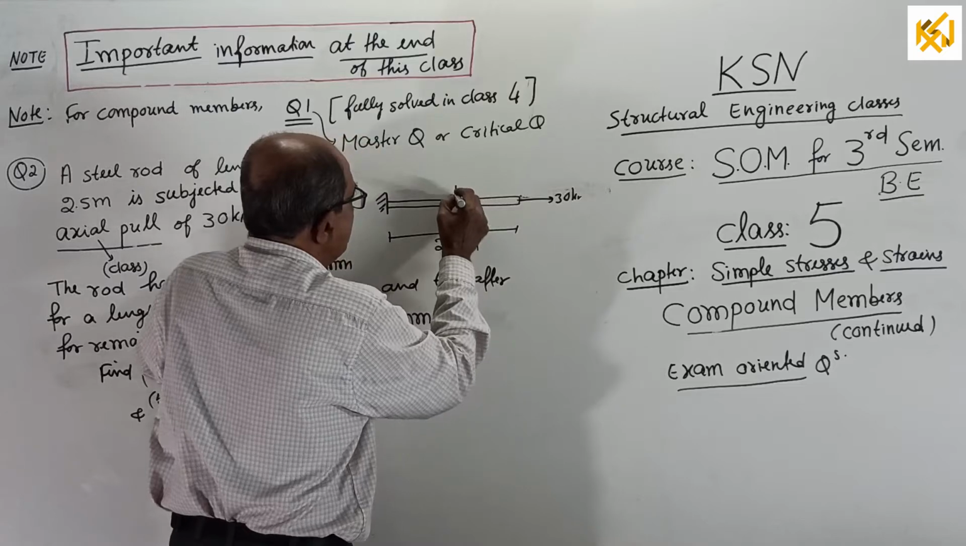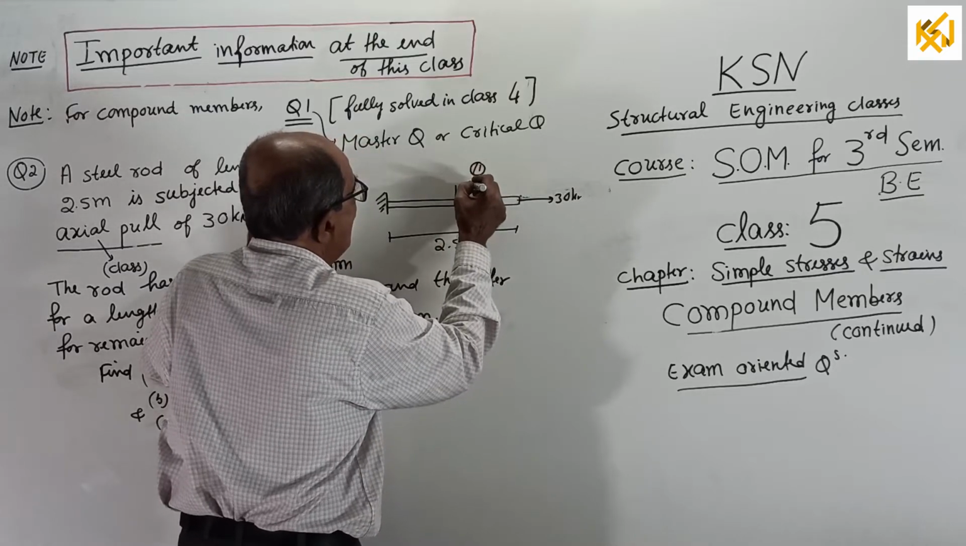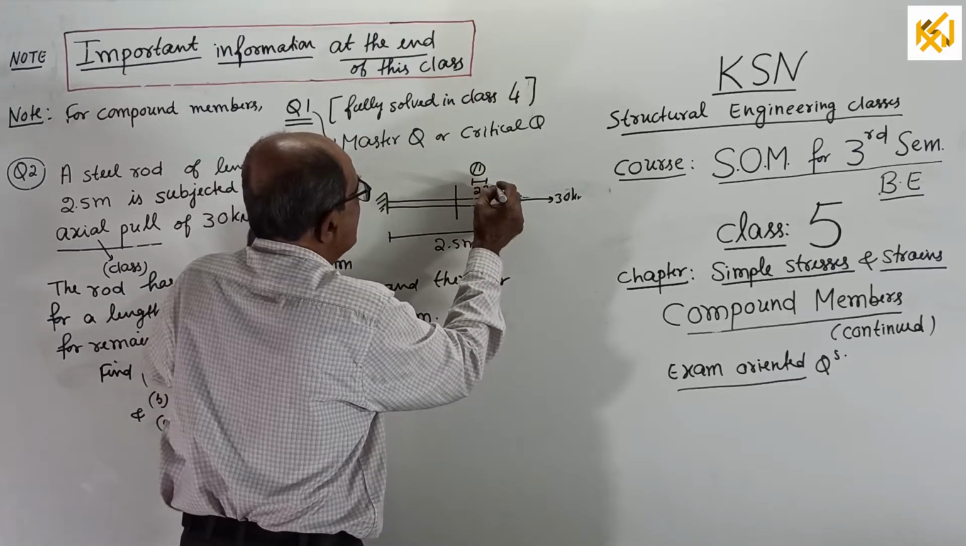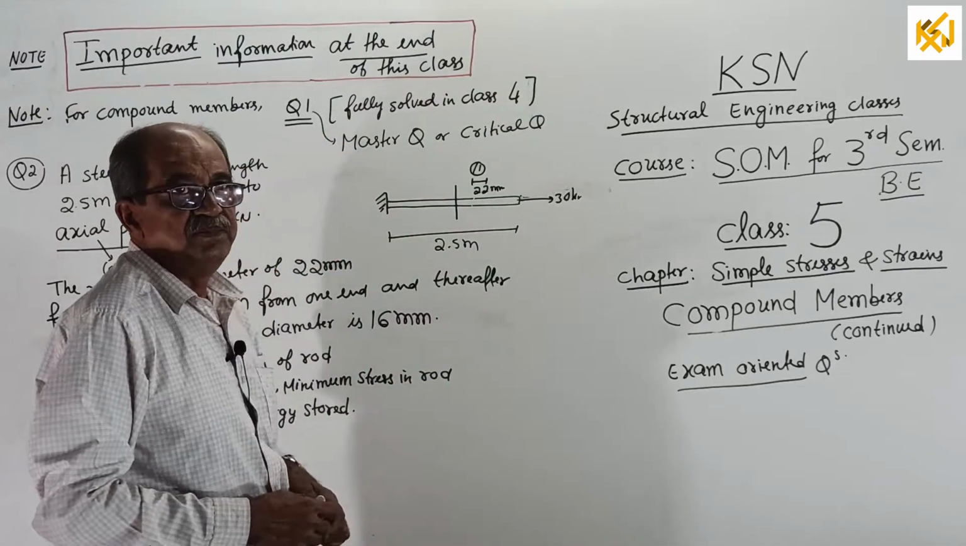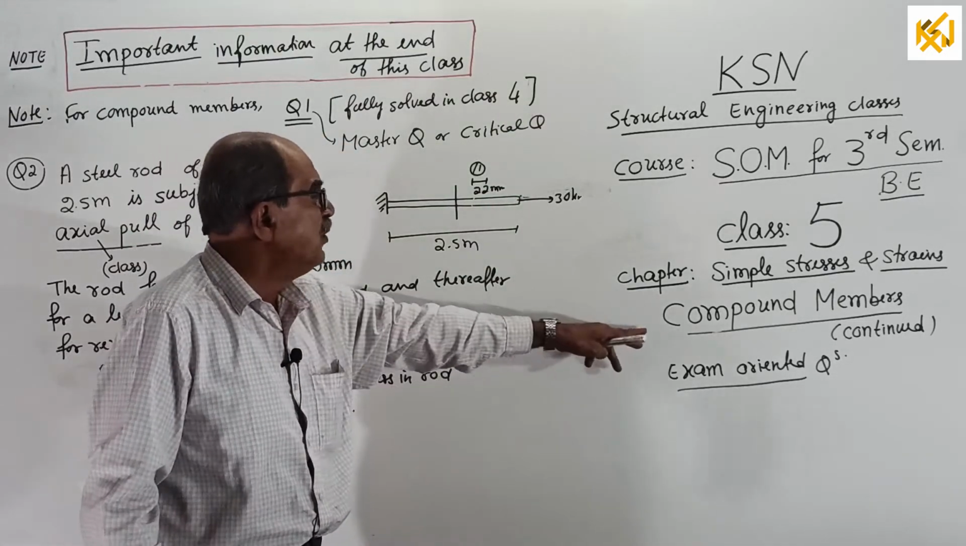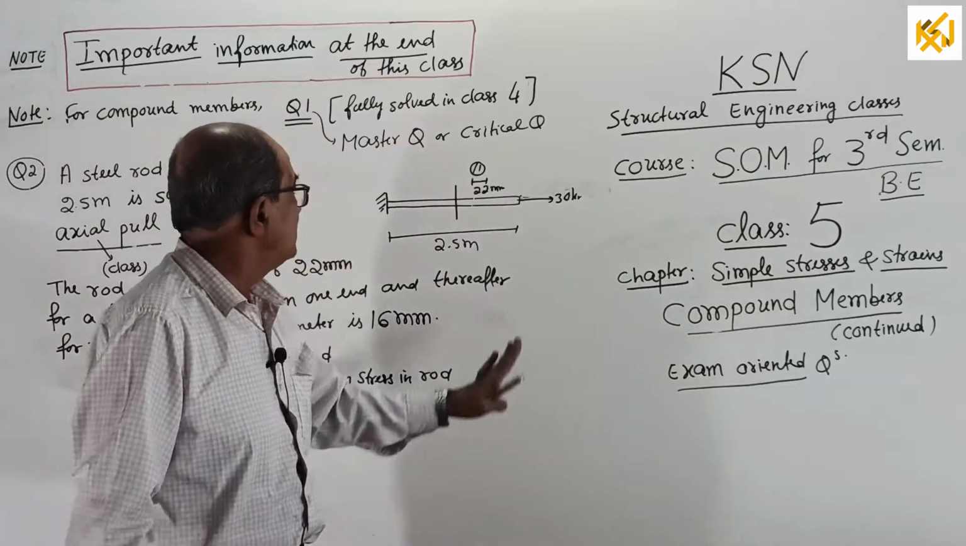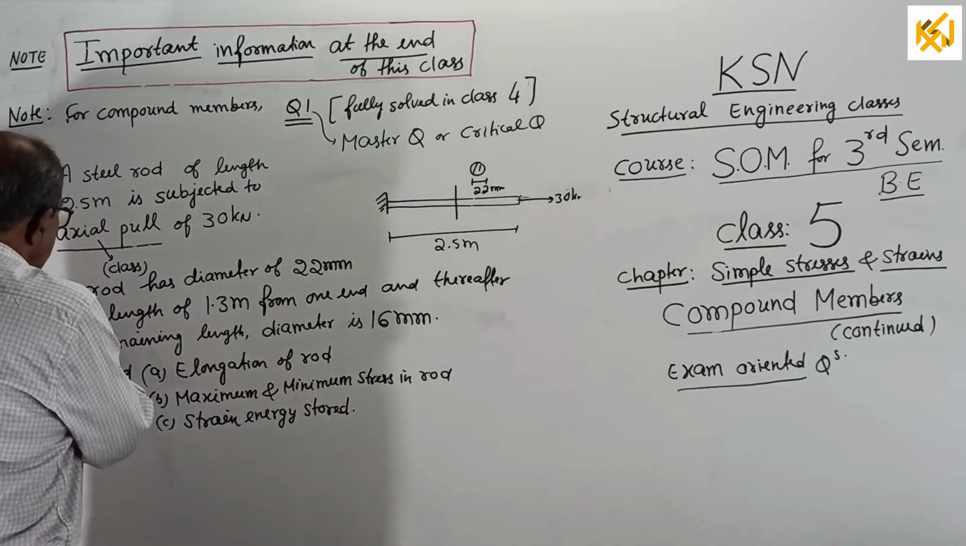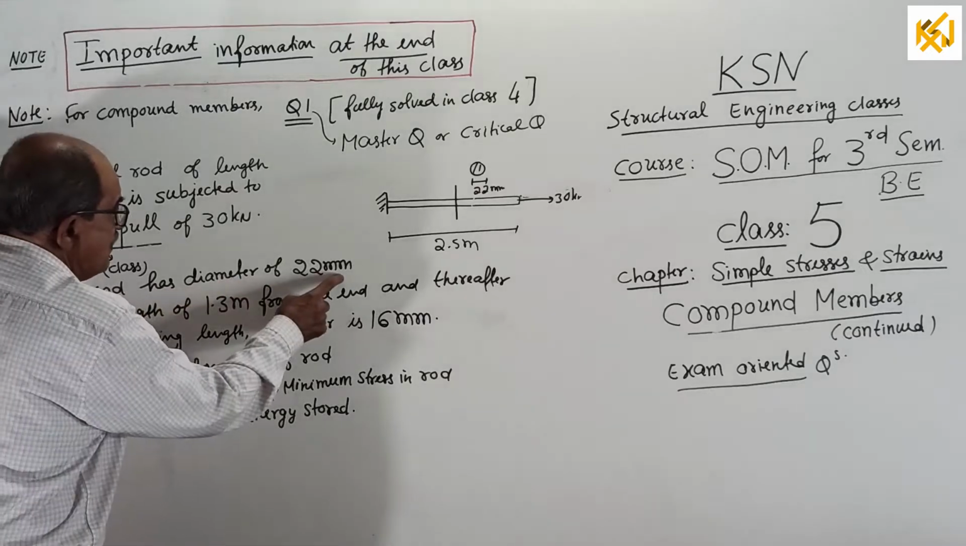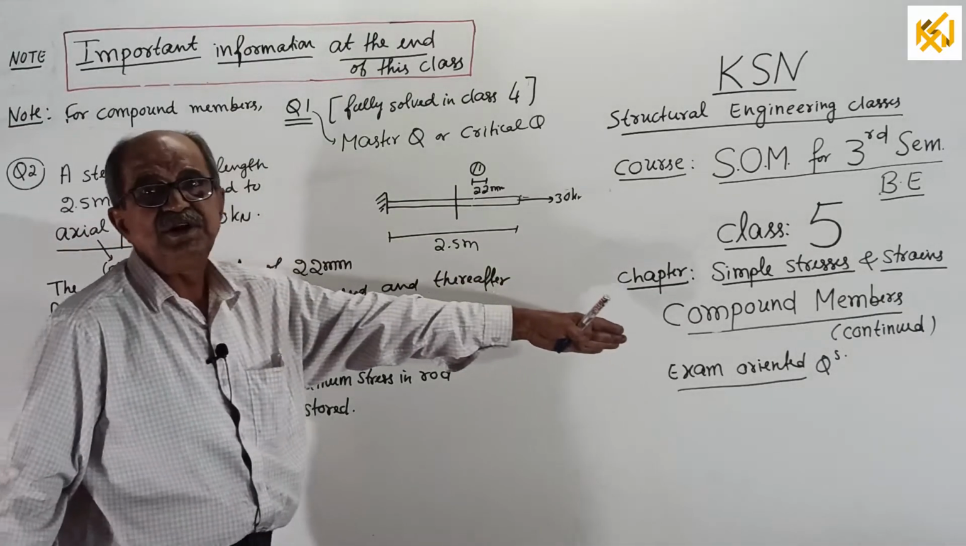30 kN. If I take a cross section, a circular section of diameter 22 millimeter. If that is all given, it won't come in compound members. It will come in the first part. See, simple case I did. But read the question. The rod has a diameter of 22 mm. See, very, very easy question.